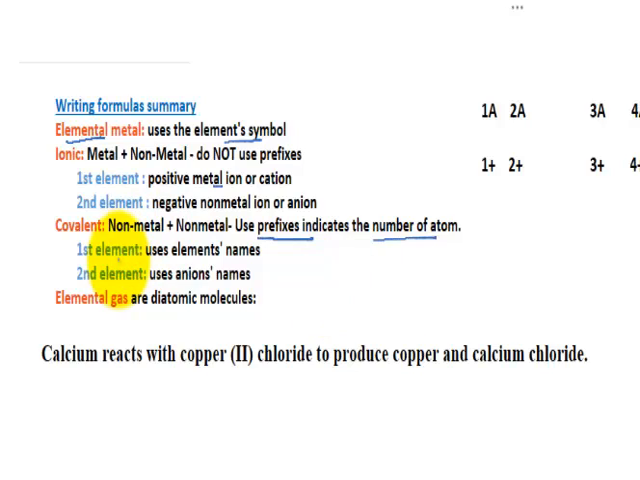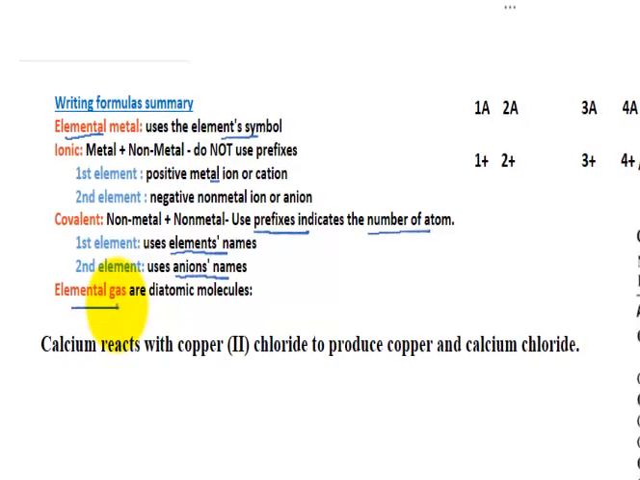So the first element uses the name of the element on the periodic table, but the second element uses the anion's name. Lastly, we have an elemental gas. They exist as diatomic molecules. So let's do one problem together.